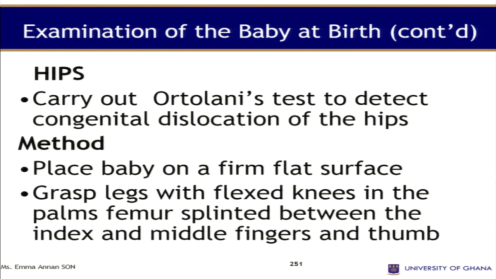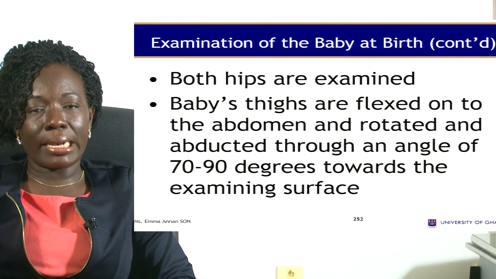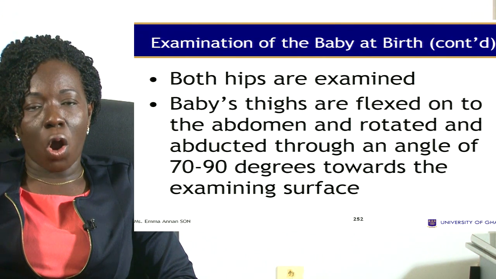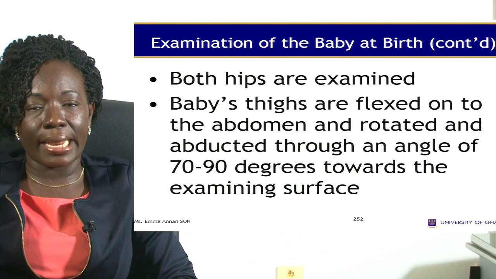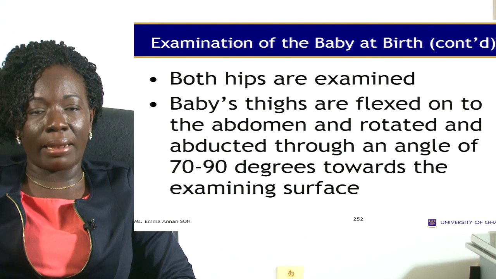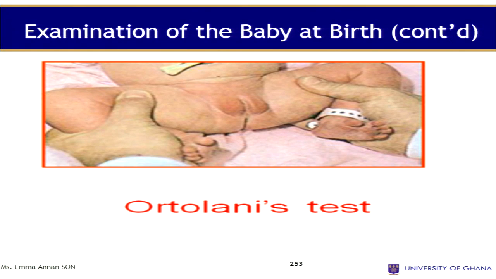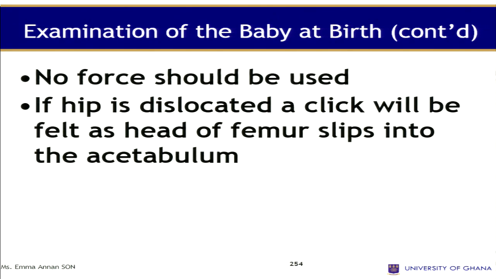What you usually do is that you place the baby on a firm flat surface. Then you hold the legs with flexed knees in the palms. Femur is planted between the index and middle fingers and the thumb. Then both hips are examined. Baby's thighs are flexed onto the abdomen and rotated and abducted through an angle of 70 to 90 degrees towards the midline. This is what we do when we are examining the baby's hip, using the Ortolani test.